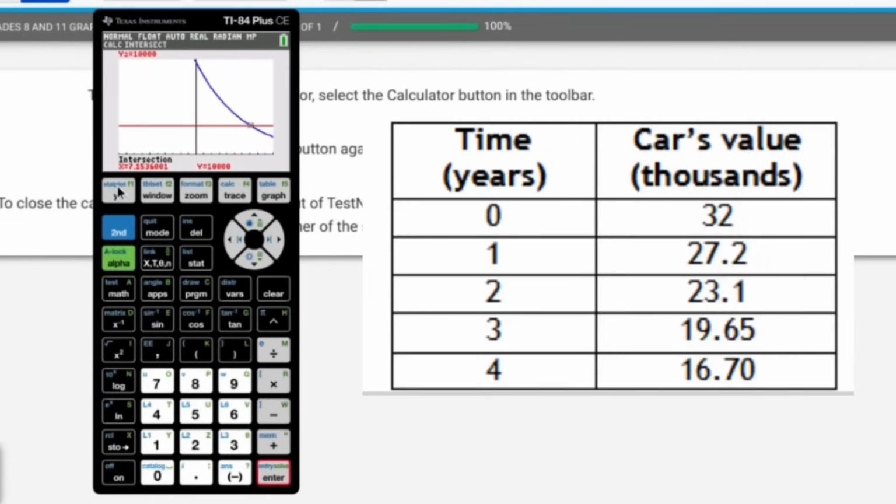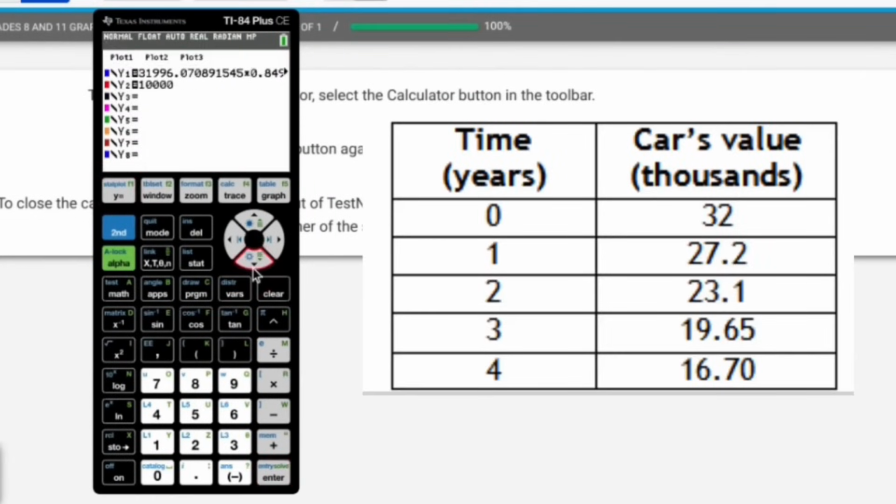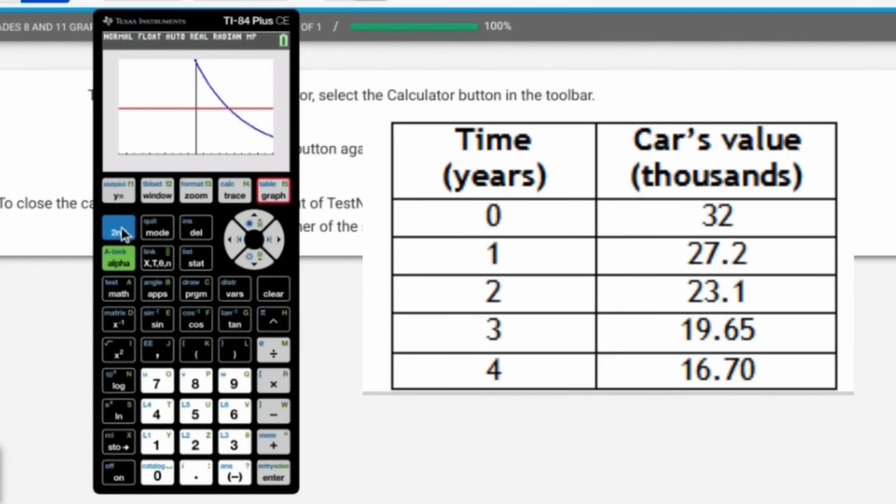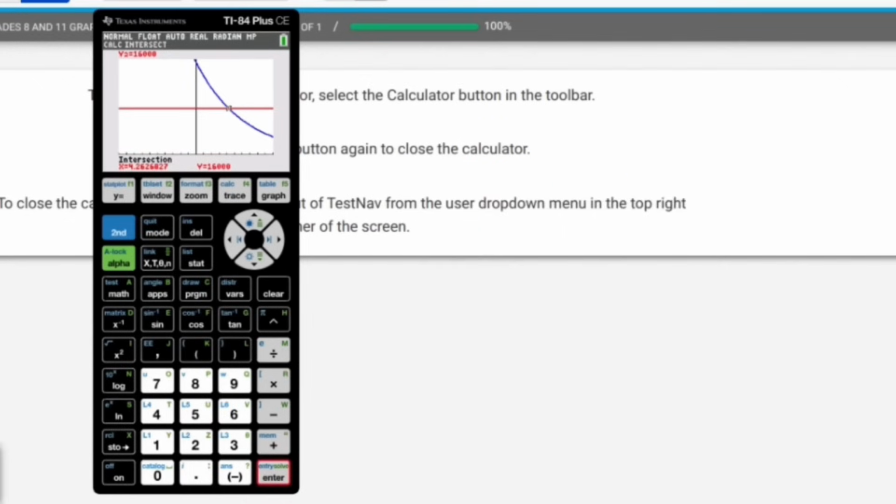So let's do it again. And we're going to use what number? Half of it. So that's 16,000. If I hit graph, the only thing that's going to change is that red line. And now we do the same exact thing. We need to find out where they intersect. So second, calc, intersect, five, enter, enter, enter. We have 4.262 stuff, so we'll round that up accordingly.